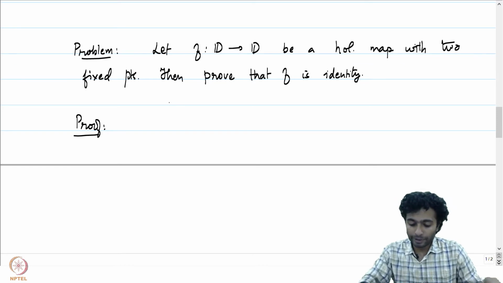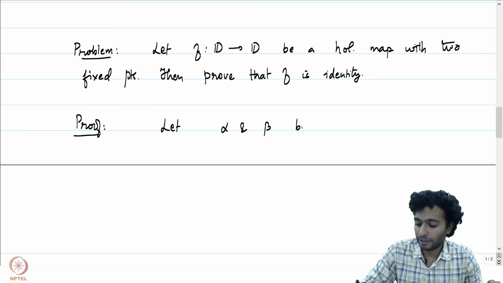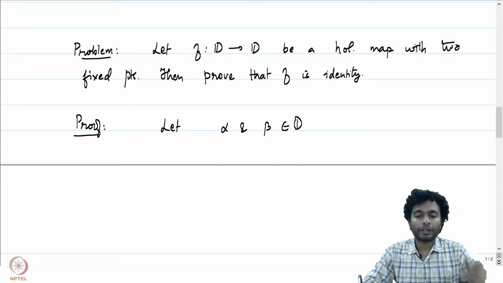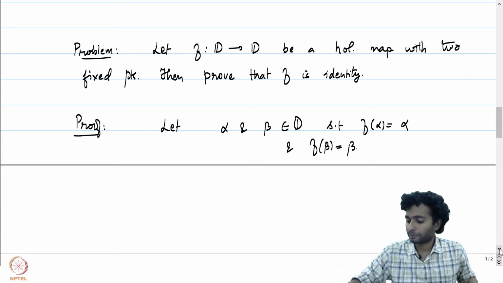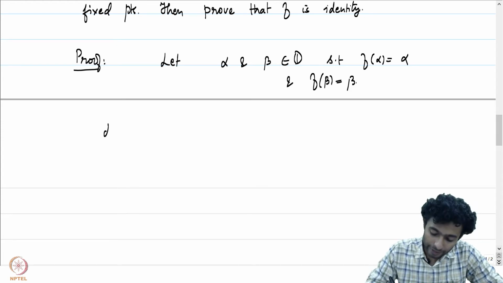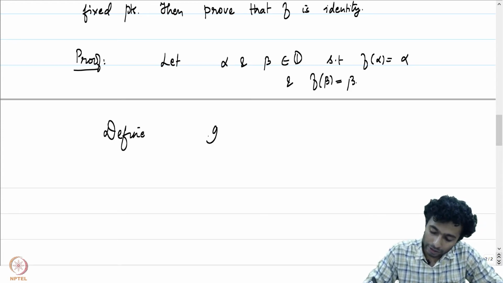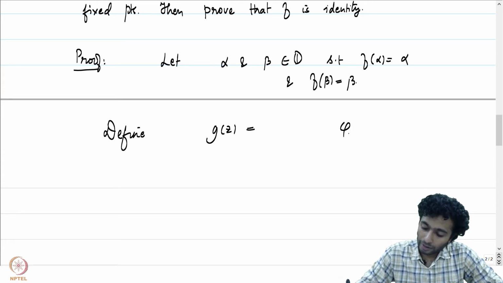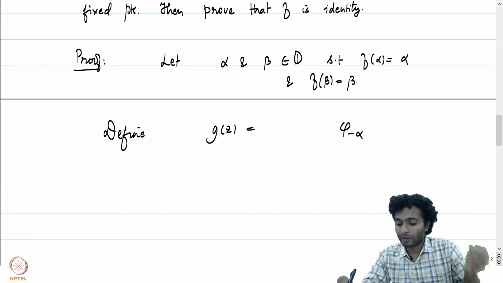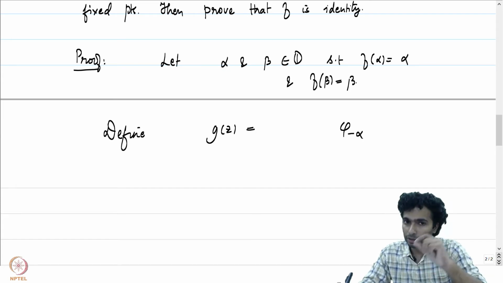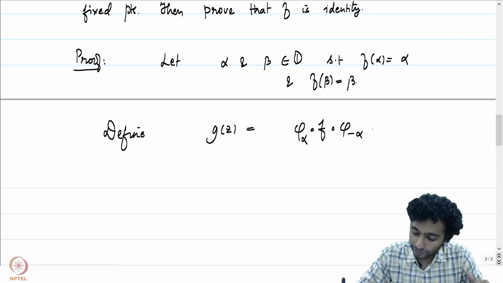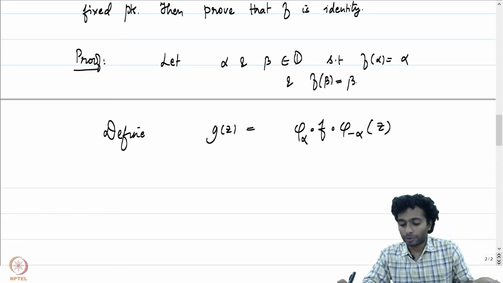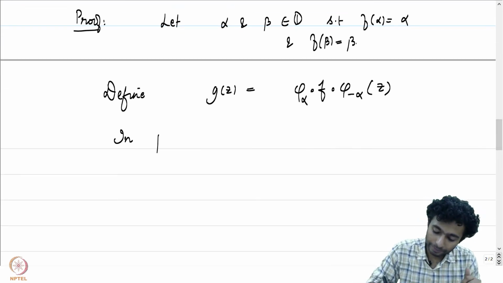Let's pick the two fixed points arbitrarily. Let alpha and beta both be points in D, two points such that f of alpha is equal to alpha and f of beta is equal to beta. Then let's define the following map. Define g of z to be equal to phi alpha composed with f composed with phi minus alpha, where phi minus alpha of z is just z plus alpha by 1 plus alpha bar z. Notice that this sends 0 to alpha, and when you compose it with f, that sends alpha back to alpha, and then when you compose it with phi alpha, that sends alpha back to 0. So in particular, g of 0 is equal to 0.